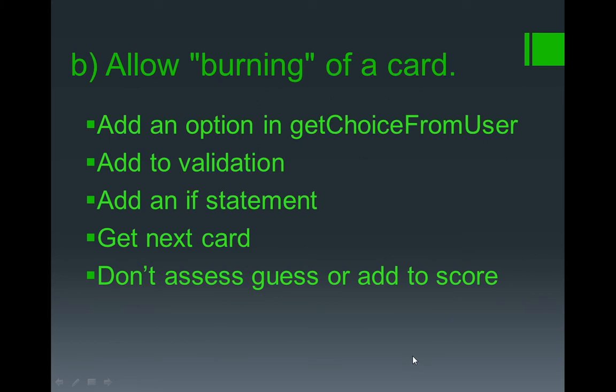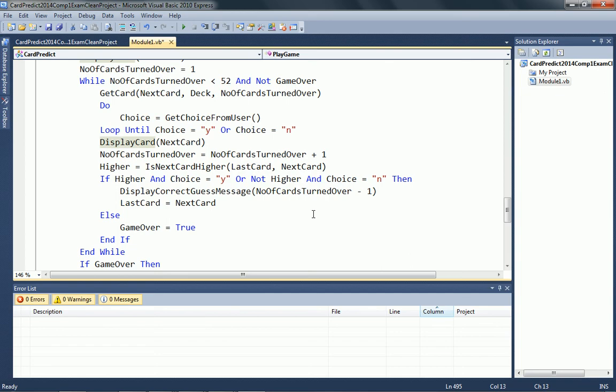Allow burning of a card. So you've got to actually add an option from the get choice from user, not just making a few little changes. You need to add to the validation, not just change it. You also definitely need to add an extra or to the if statement, or I think better still, add an if statement that nests over the top of the whole thing. So I'll just show you what I mean.